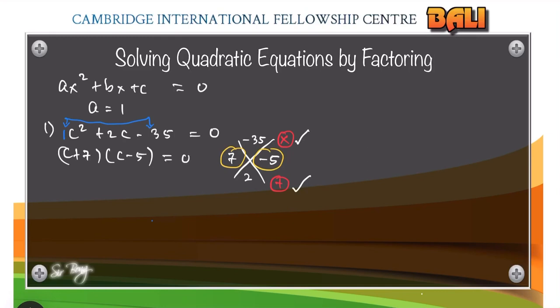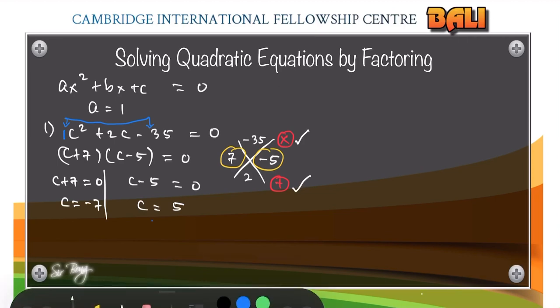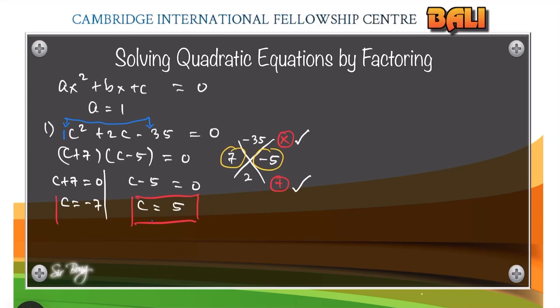Equating these two factors to 0: c plus 7 is equal to 0, so c is equal to minus 7. And c minus 5 is equal to 0, so c is equal to 5. So these are the values of c. So c is 5, and the other one is c is minus 7. Let's have another example.